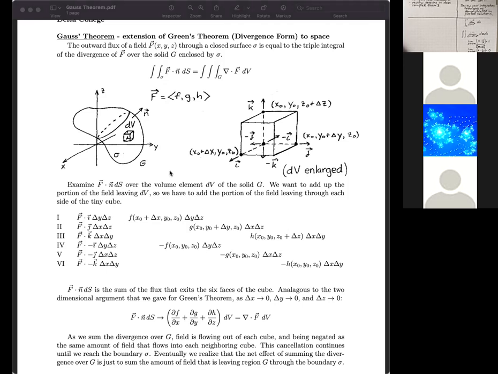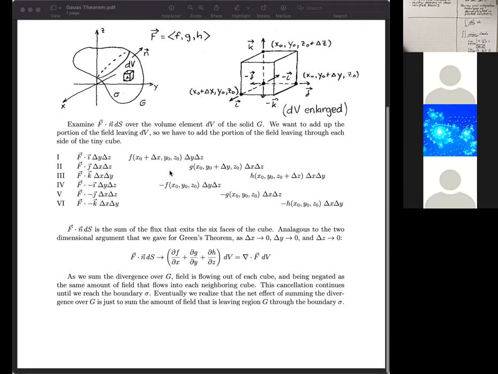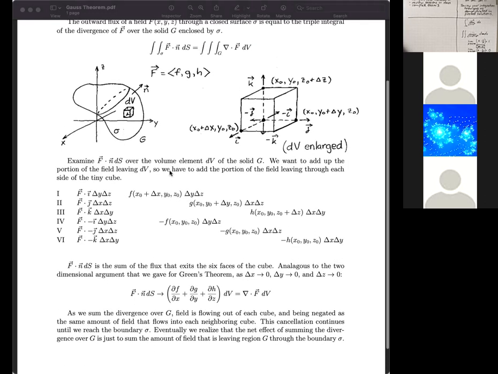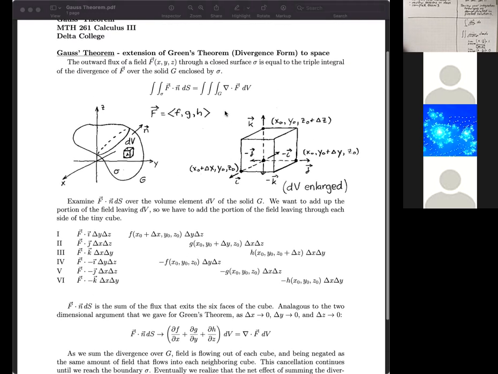Okay, so read the rest of this handout. This is all that I have here. And just satisfy yourself that those calculations actually are reasonable. This is not a proof, it's an argument. It's a rationalization. But let's demonstrate this in real life.